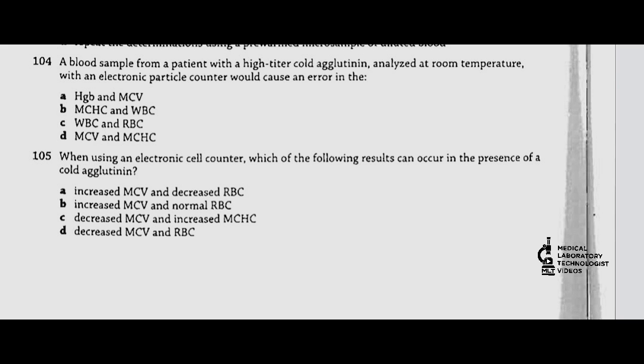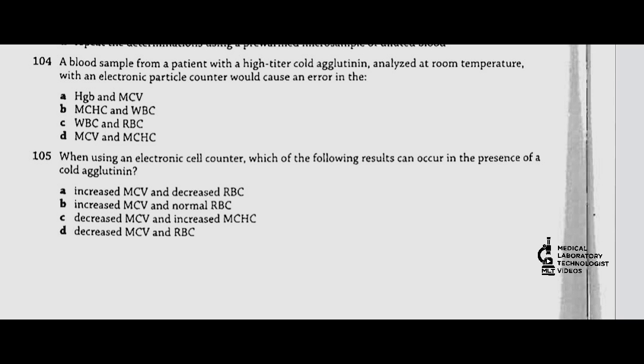Question number 104. A blood sample from a patient with a high titer cold agglutination analyzed at room temperature with an electronic particle counter would cause error in: option A, hemoglobin and MCV (mean cell volume); option B, MCHC and WBC; option C, WBC and RBC; option D, MCV and MCHC. The answer is option D, MCV and MCHC. Autoagglutination of anticoagulated blood can occur at room temperature in patients with cold agglutination, and MCV will be falsely elevated and RBC count falsely decreased, resulting in elevated MCHC. So the blood sample should be warmed to 37 degrees centigrade and rerun.